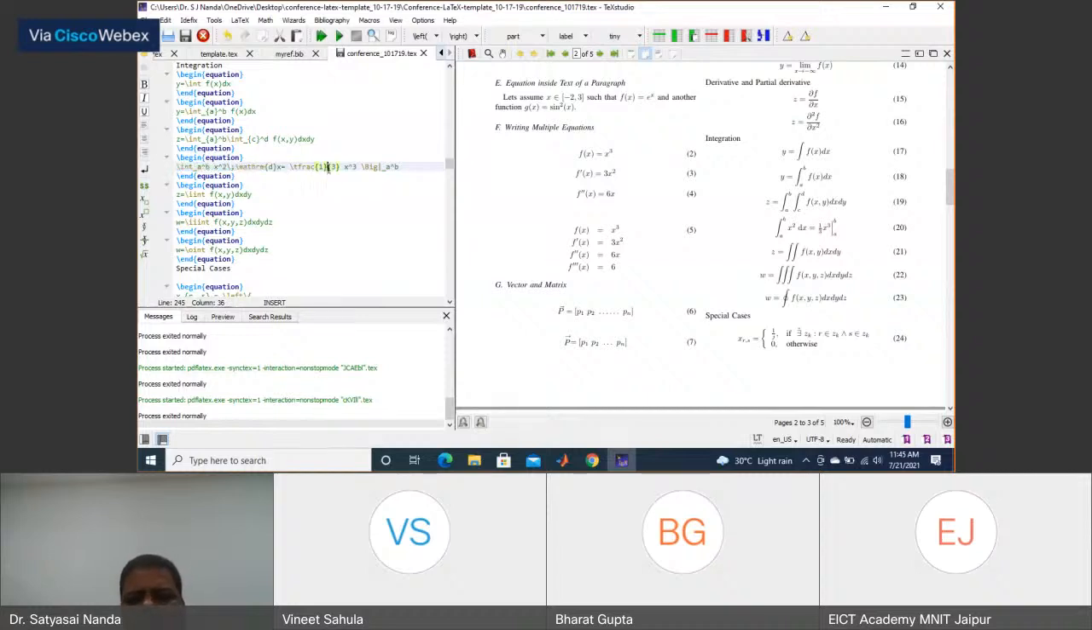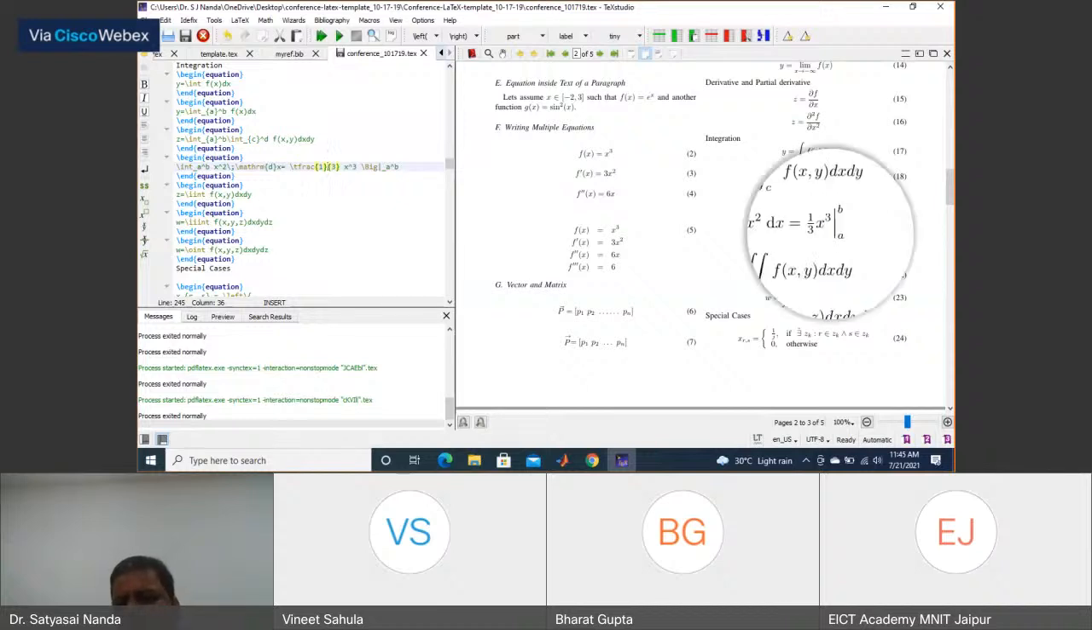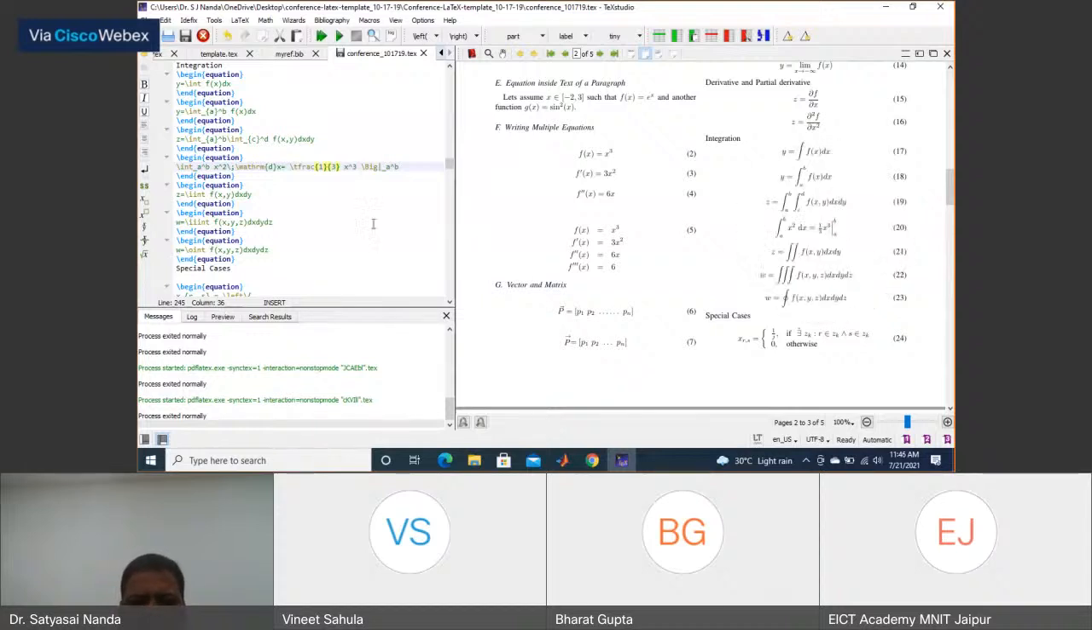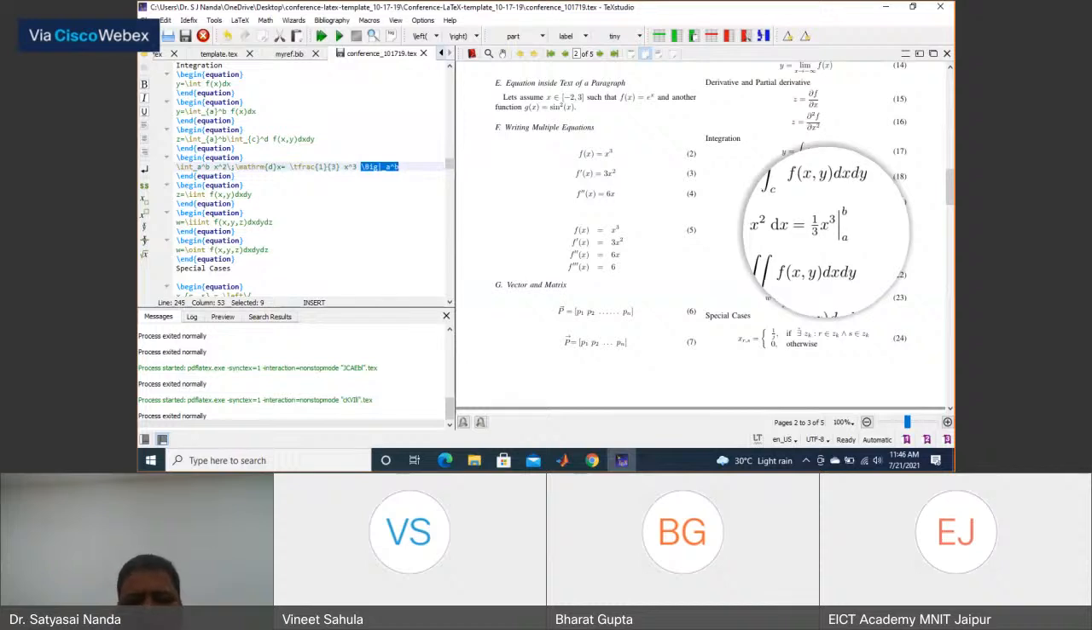Okay, then on the right side, the most crucial part is how to set this big line and the limits: lower is a and upper is b. For this particular big line, you can use \big and this particular symbol, underscore a for the lower limit and the upper part is b. So that will make out the thing 1 by 3 x cube.